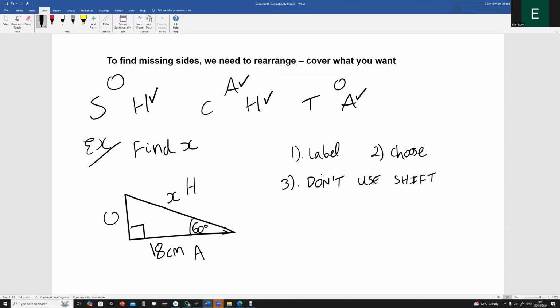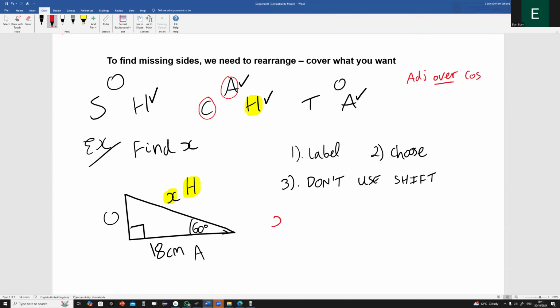So what I'm going to do is cover what I want. Now I want x, which is the hypotenuse. So I'm going to cover up h. So I put my finger on h and then read what I have left. I can read adjacent over cos. Adjacent over cos. Now, over means divided by, so I literally write that in.